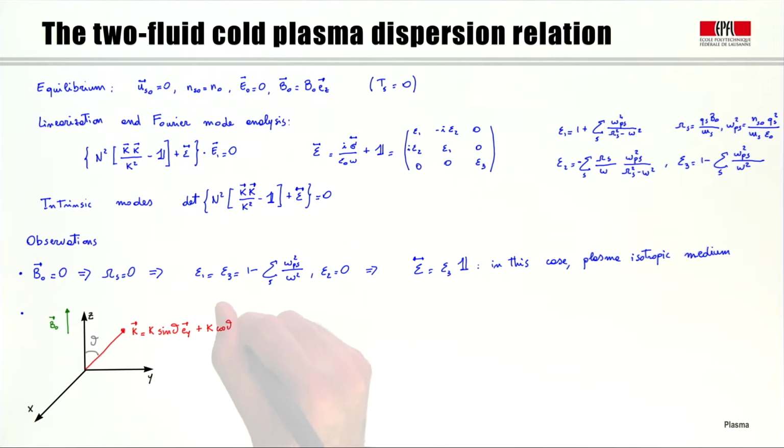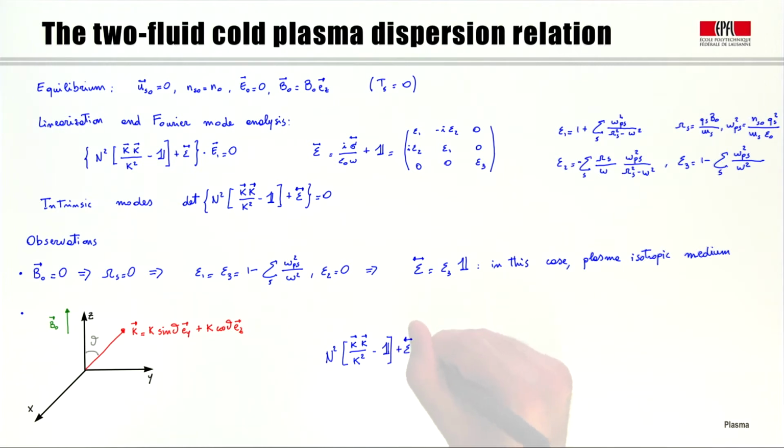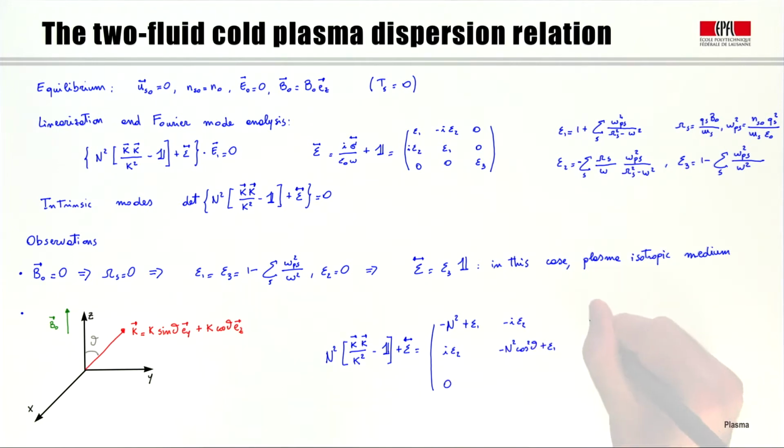With this expression for k, we have that this term here, n squared kk divided by k squared minus the identity dyad plus epsilon becomes equal to the matrix with first row: epsilon 1, minus i epsilon 2, 0; second row: i epsilon 2, epsilon 1 minus n squared cos squared theta, n squared sin theta cos theta; and for the last row: 0, n squared sin theta cos theta, and for the last term n squared sin squared theta plus epsilon 3.